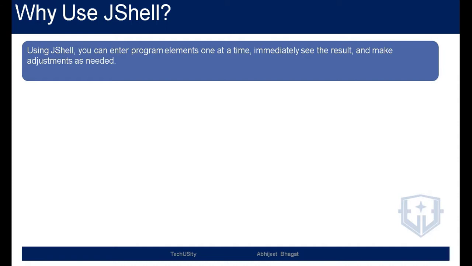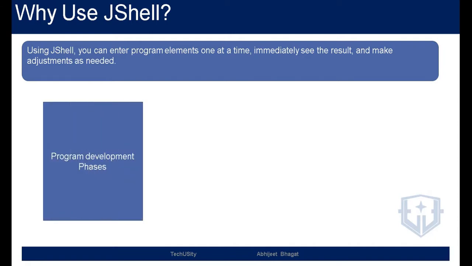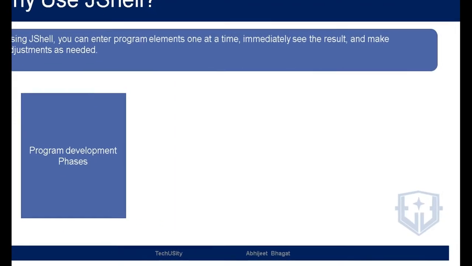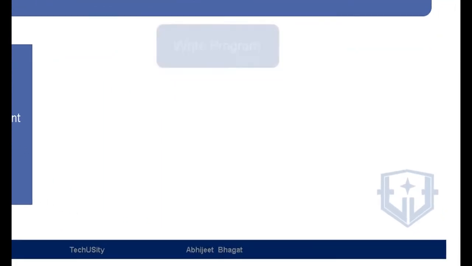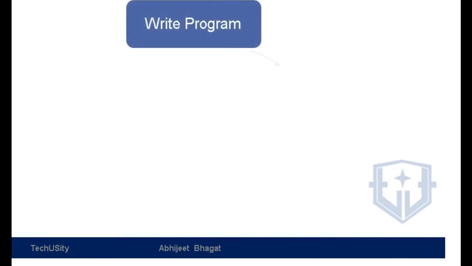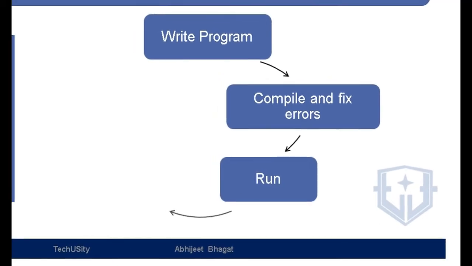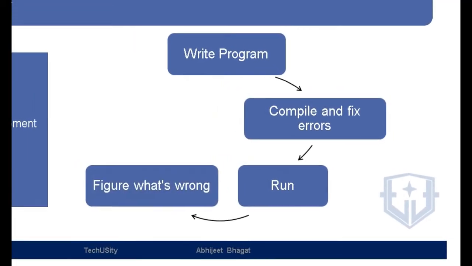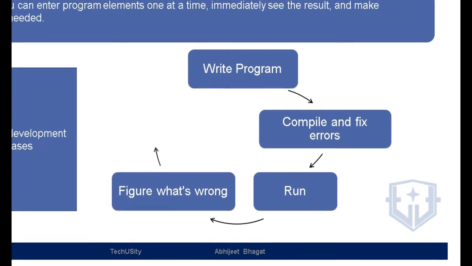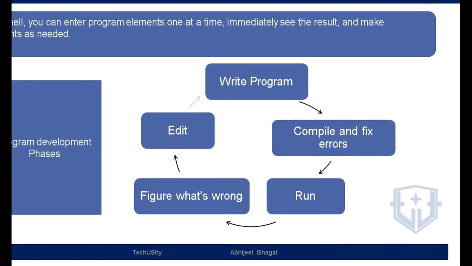So a lot of people ask the question, why use JShell? Using JShell, you can enter the program elements one at a time, immediately see the results, and make adjustments to your code as needed. In any programming language, or specifically in Java, the typical program development phases are: you write the program, you compile and fix the errors, you run the program, you figure out what's wrong with the program, you edit the program, and the process continues.